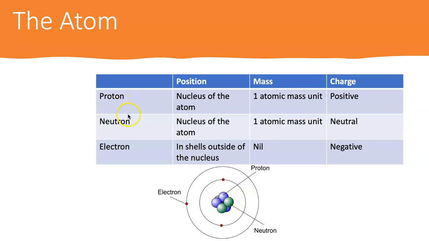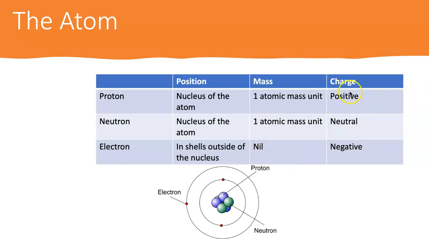So, protons. We know these. We know we have 3 atomic particles, and we know 3 things about each of them. We know where to find them: the nucleus, or in these shells. We know how much they weigh: 1 atomic mass unit, which is a really small amount, or nil. Electrons have some mass, but it's so small it's insignificant.